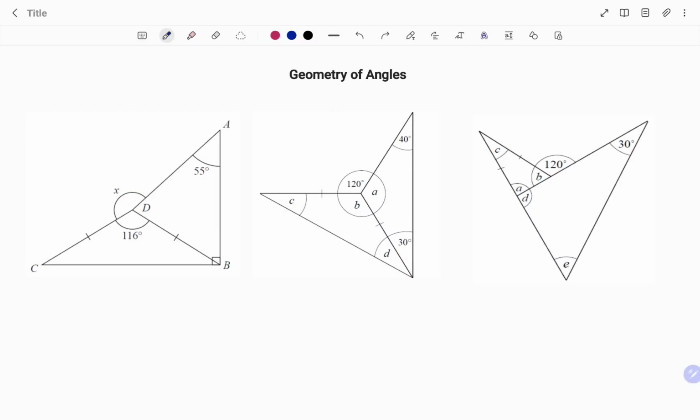In this video, I'm going to show you how to calculate the size of the missing angles as shown in each of the following diagrams.